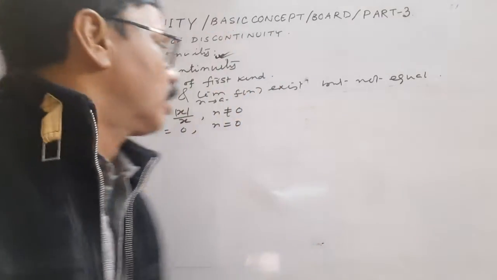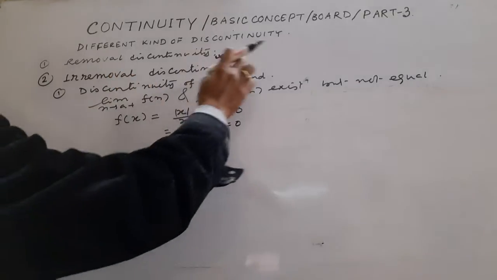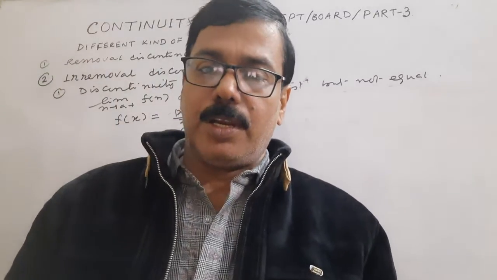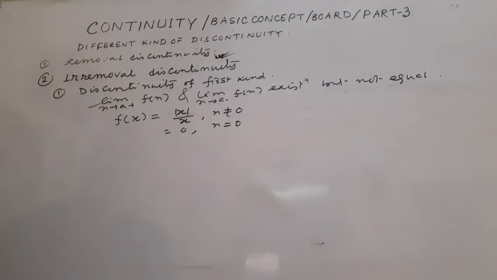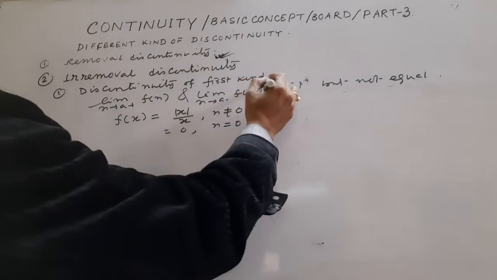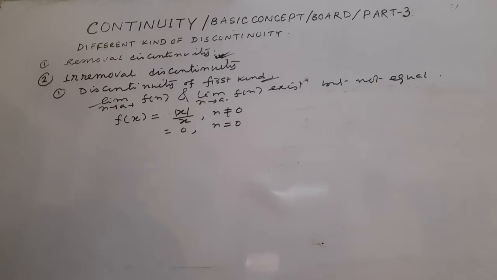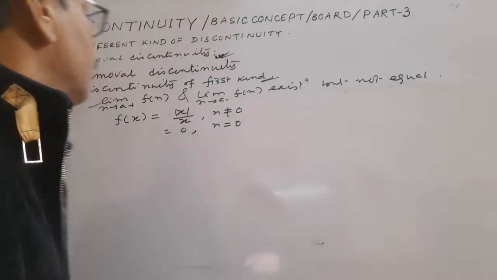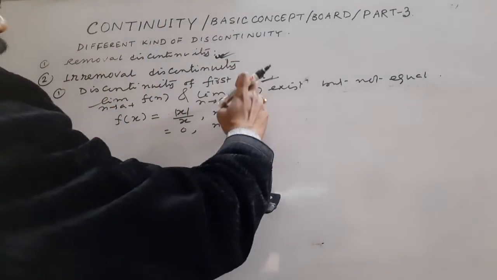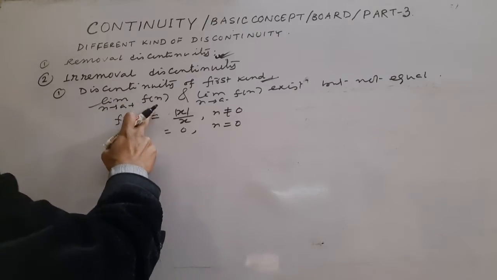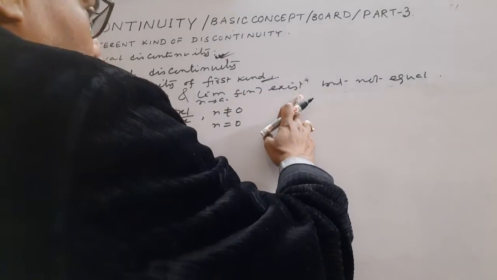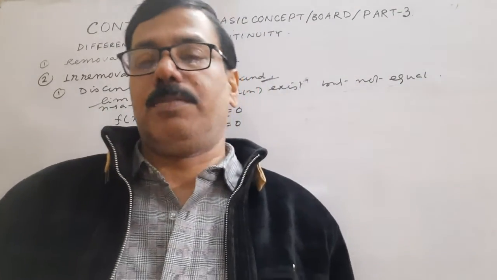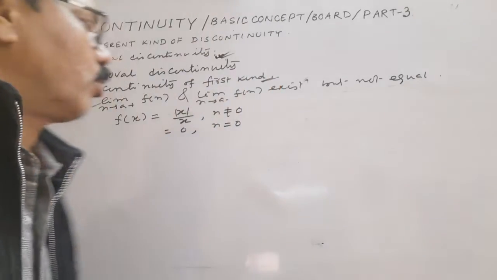Now, we consider irremovable discontinuity. They are divided into two parts. Discontinuity of first kind. Definition: a function f(x) is said to have discontinuity of first kind if right hand limit and left hand limit both exist, but they are not equal.